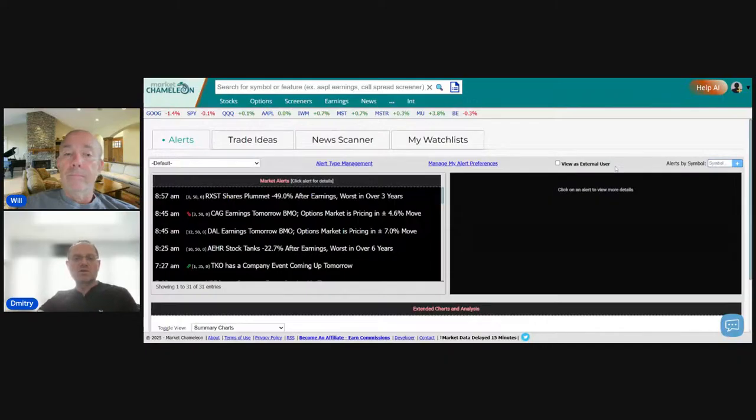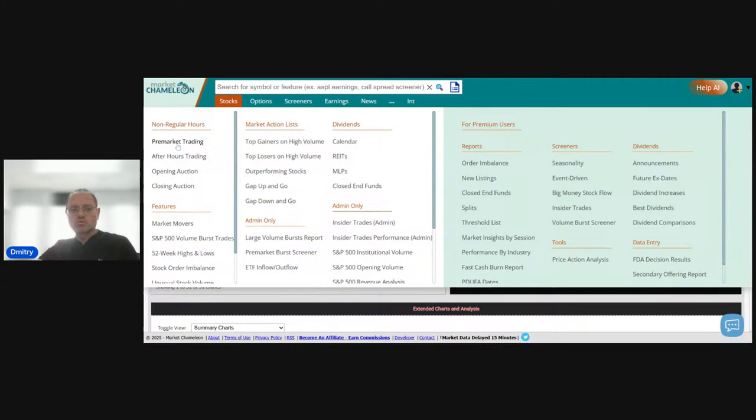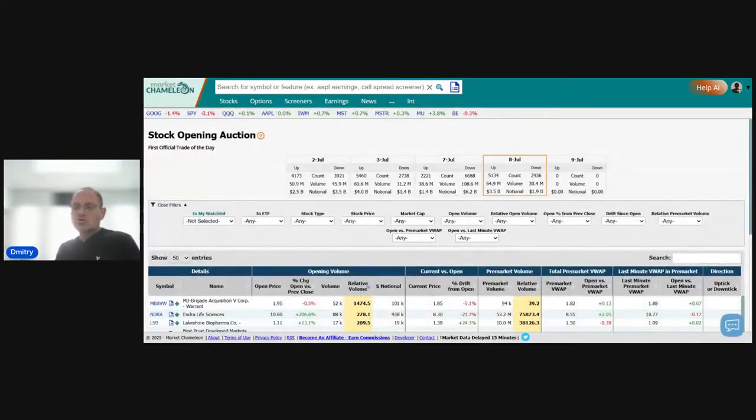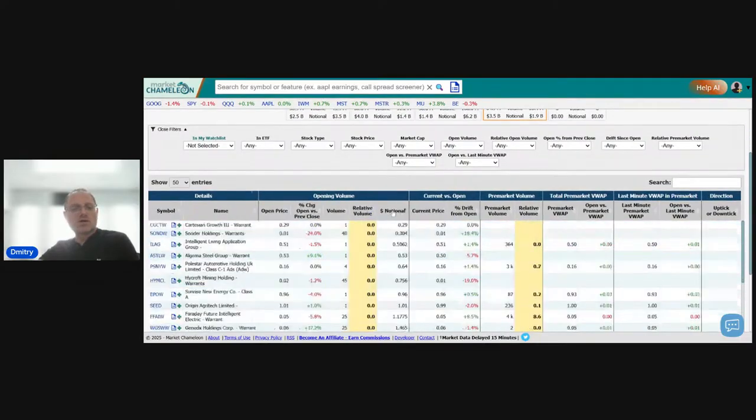So today we're going to look at how to use the open and auction screener. And this is actually a new feature we just published. Let's first go to it. I'm going to navigate it and then we'll talk about it. Under stocks, you see non-regular hours trading. You guys are used to the pre-market and after hours, and we added this opening auction print. I'm going to go to this screener and resort this by highest notional for now.